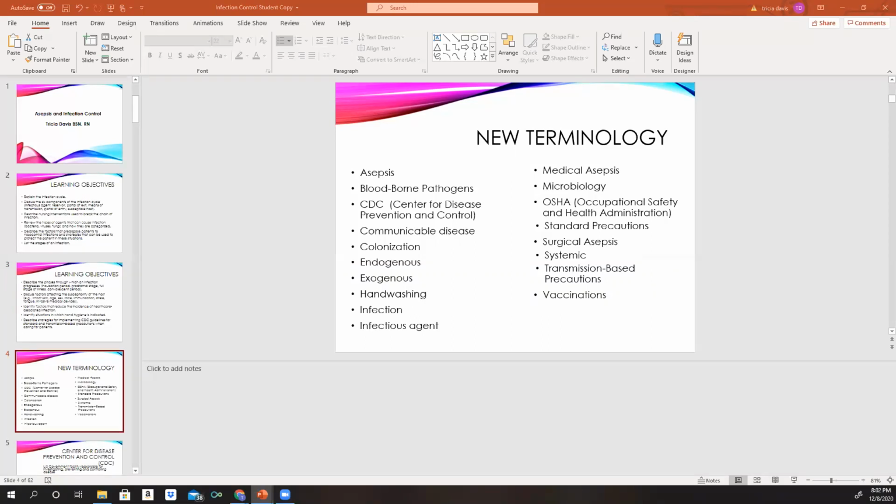So I do want you guys to look these up. I want you to understand what they mean and how to use them, because as nurses, we have to talk like nurses, which means we have to use medical terminology in the appropriate way. We have to understand what it means, and we have to understand how to use it.